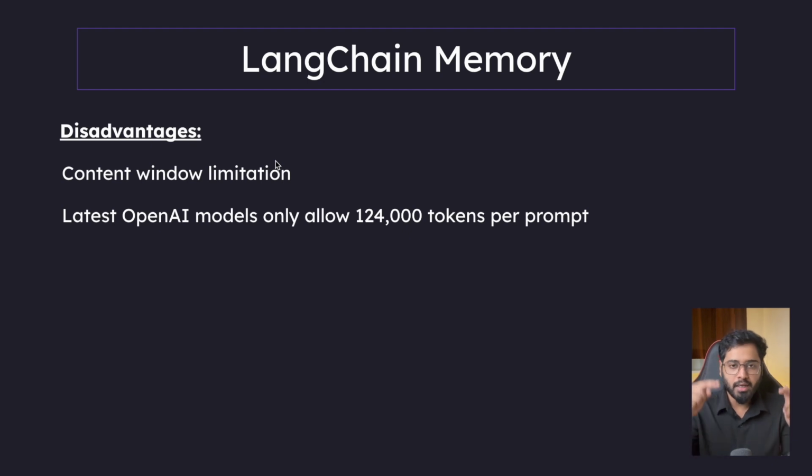It is going to struggle to identify things, it's going to start to hallucinate, and even the APIs are not going to let you dump that much history into the LLM call. So that is one thing, which is context window limitation. Also, the latest OpenAI models only allow 124,000 tokens per prompt. So there is a limitation right here.